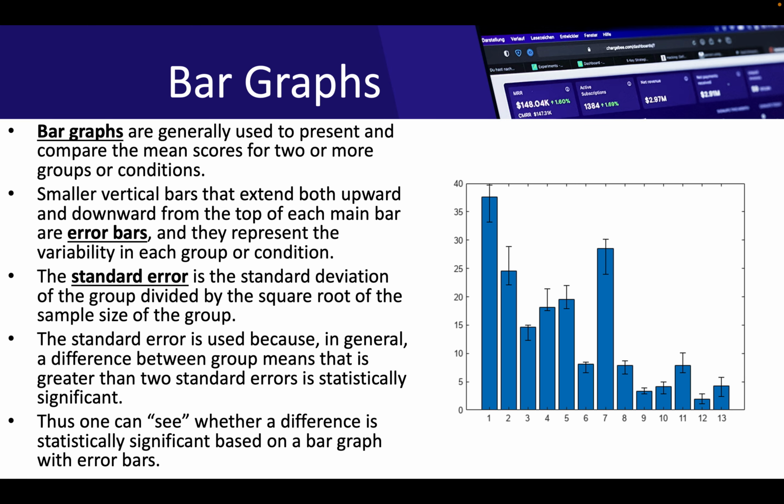Bar graphs are generally used to present and compare the mean scores for two or more groups or conditions. Smaller vertical bars that extend both upward and downward from the top of each bar are error bars, and they represent the variability in each group or condition, and these are the error bars.